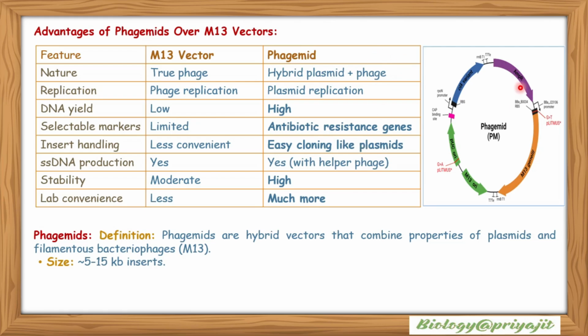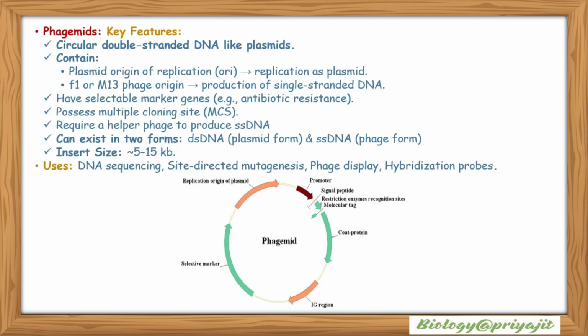This is plasmid. Plasmid is basically a hybrid vector that combines the properties of plasmid and the filamentous bacteriophage M13. Its insert size is 5 to 15 kb. Plasmid key features: it is circular double-stranded DNA like plasmids. It contains a plasmid origin of replication or ORI. Replication is performed as plasmid, F1 or M13 phage origin, for production of single-stranded DNA. It has selectable marker genes like antibiotic resistance, and possesses a multiple cloning site or MCS. It requires a helper phage to produce ssDNA.